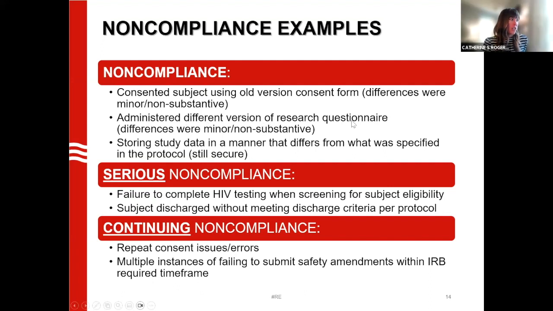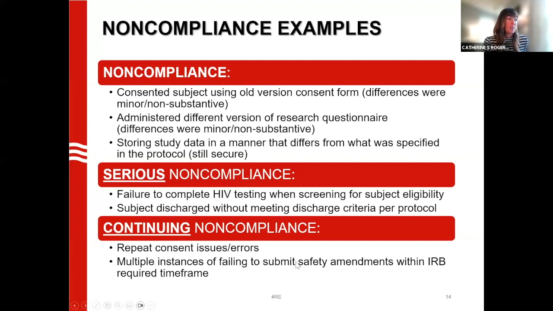Administering different versions of research questionnaires, storing study data in a manner that differs from what was specified in the protocol. An example of serious noncompliance: failure to complete HIV testing when screening for subject eligibility, subjects discharged without meeting discharge criteria for a protocol. So if you say we're going to do this intervention, we're going to monitor them for 2 hours afterwards and they have to hit specific criteria, and if they hit those criteria at these time points, then they'll be discharged. And if that wasn't adhered to, you discharged them too early, you didn't take those measurements, or they didn't hit the criteria for discharge and they were released anyway, that obviously is noncompliance and that could potentially be serious as well. And then continuing, of course, repeat consenting issues and errors, that comes up pretty frequently.